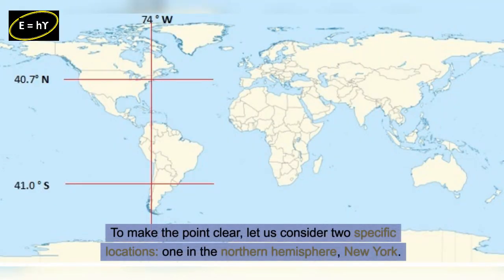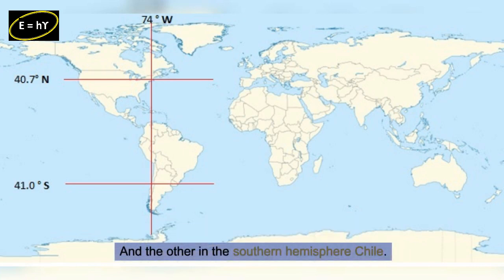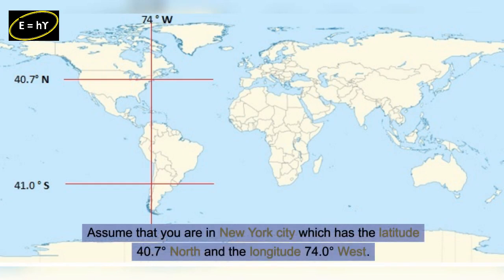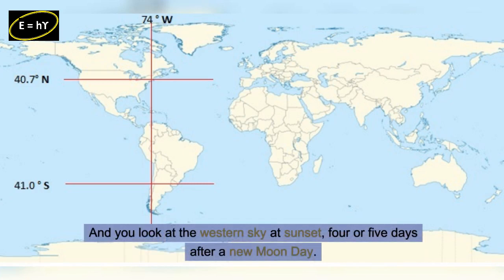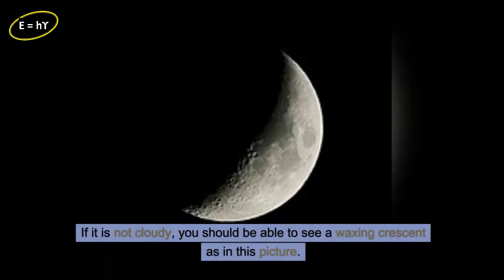To make the point clear, let us consider two specific locations, one in the northern hemisphere, New York, and the other in the southern hemisphere, Chile. Assume that you are in New York City, which has the latitude 40.7 degrees north and the longitude 74.0 degrees west, and you look at the western sky at sunset, 4 or 5 days after a new moon day. If it is not cloudy, you should be able to see a waxing crescent as in this picture.